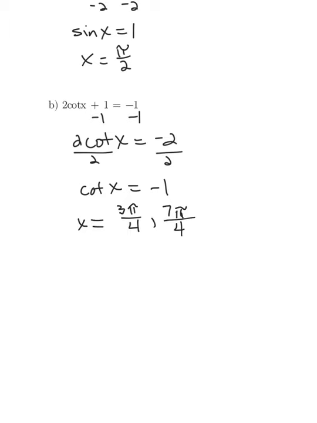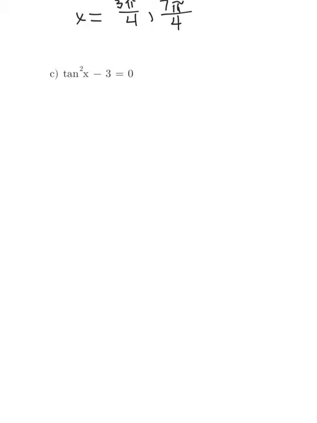On example C, we have the tangent squared of x minus 3 equals 0. We still only have one occurrence of the function. It is a squared function, but that's okay. Our process is going to stay the same. We still want to get the function by itself. So we are going to add 3 on both sides. Now we have the tangent squared of x equals 3.